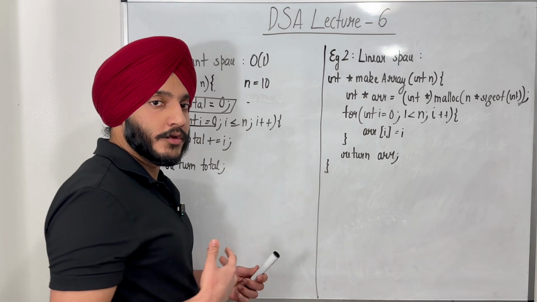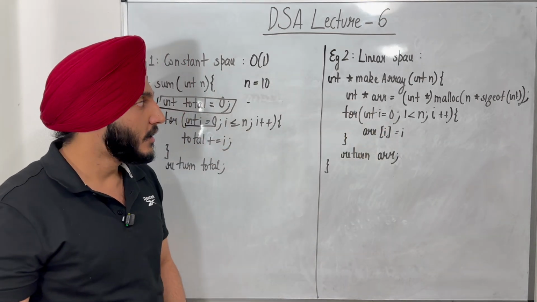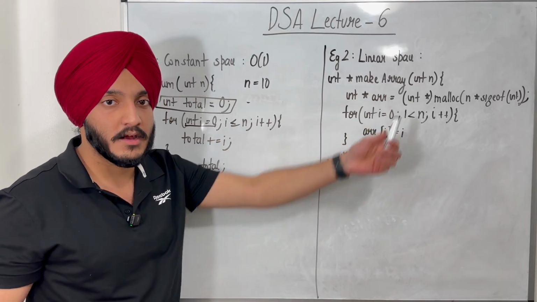Once again, I want you guys to pause the video and try to understand what the function is doing, right? So if you understand it, the point of this function is to basically create an array, right?